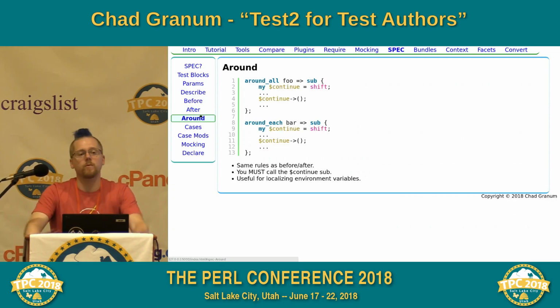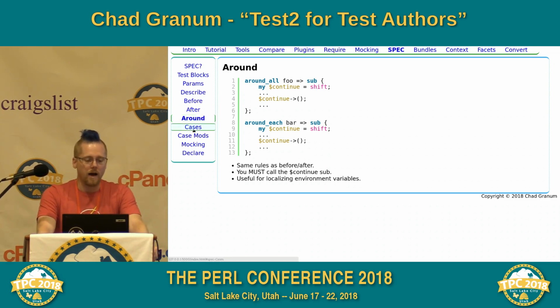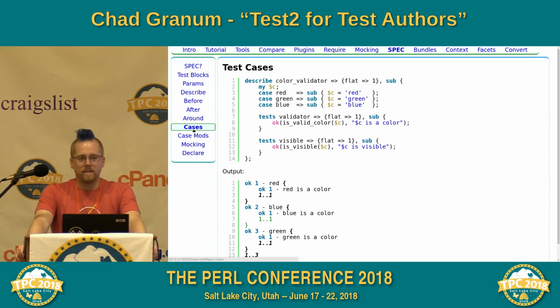There's around, if you want to wrap something around, such as localizing an environment variable. That works kind of like Moose's. You get the thing and then you want to continue. Cases. This lets you multiply how many tests you are running.